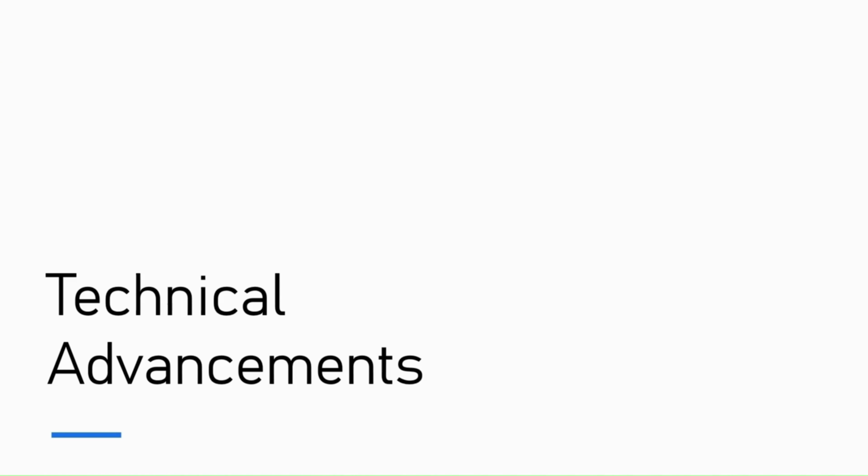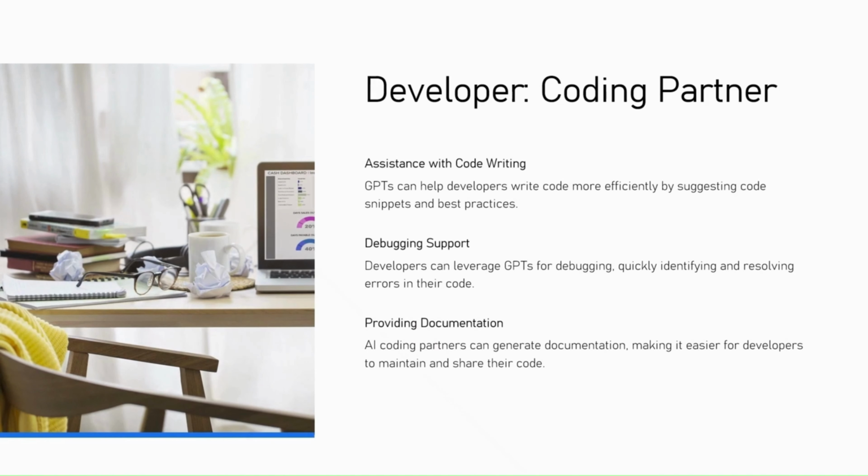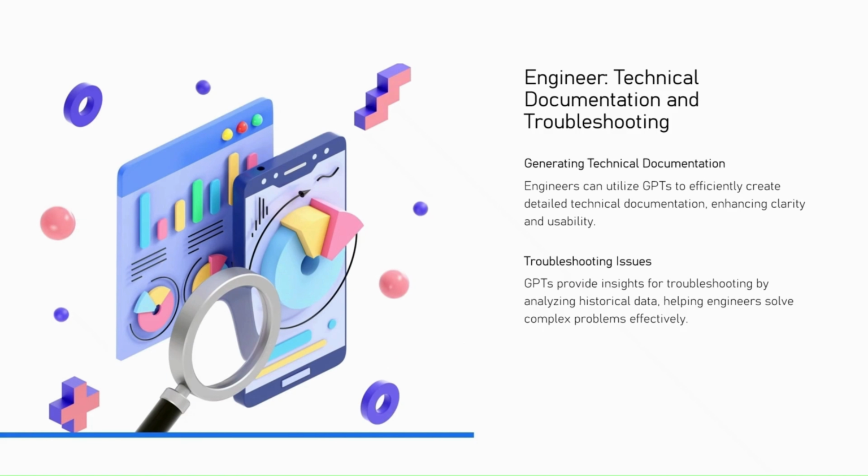Custom GPTs can help in technical work like coding, engineering, and studying data, making tasks easier and faster. Developers can use GPTs to help write code, fix errors, and explain how things are going. This makes coding faster and easier. Engineers can use GPTs to write and manage technical documents. It can also help solve problems by using past data and give a correct action.